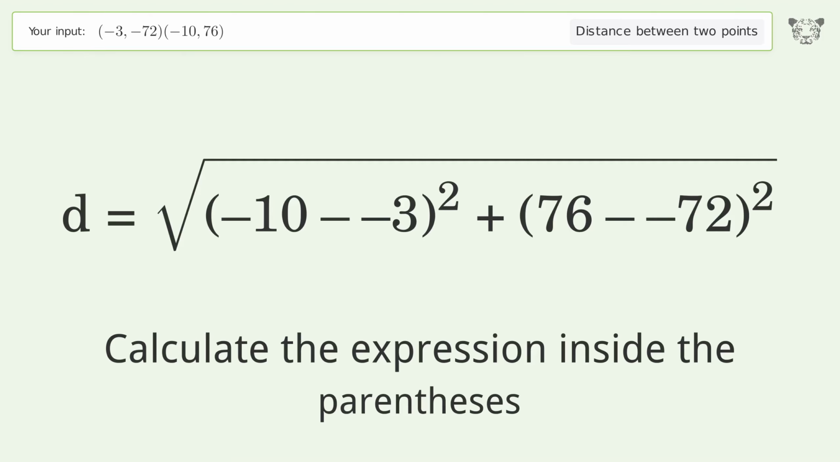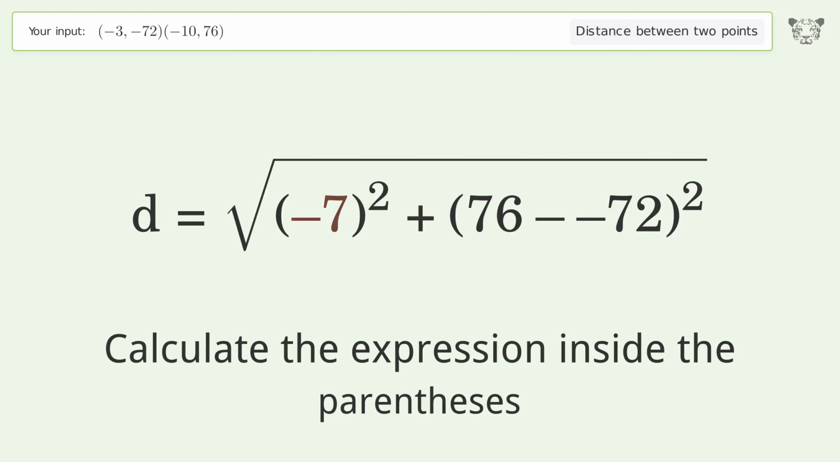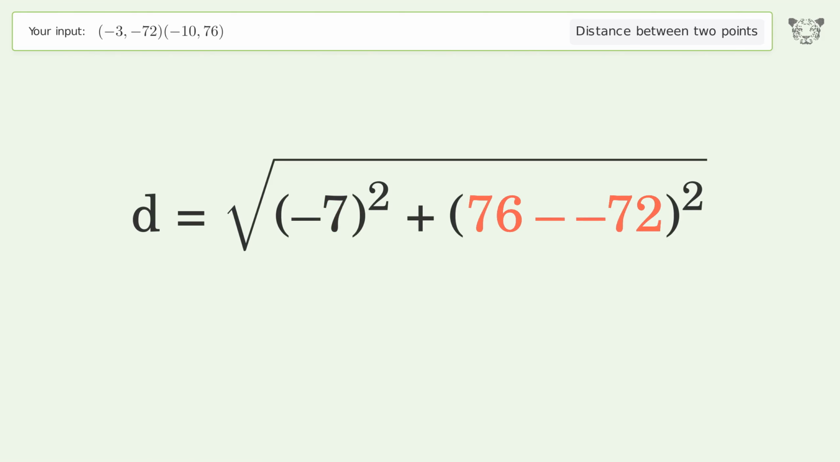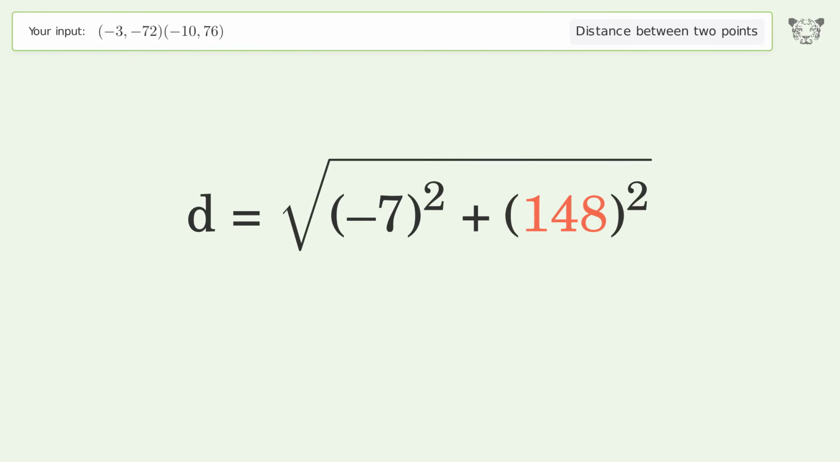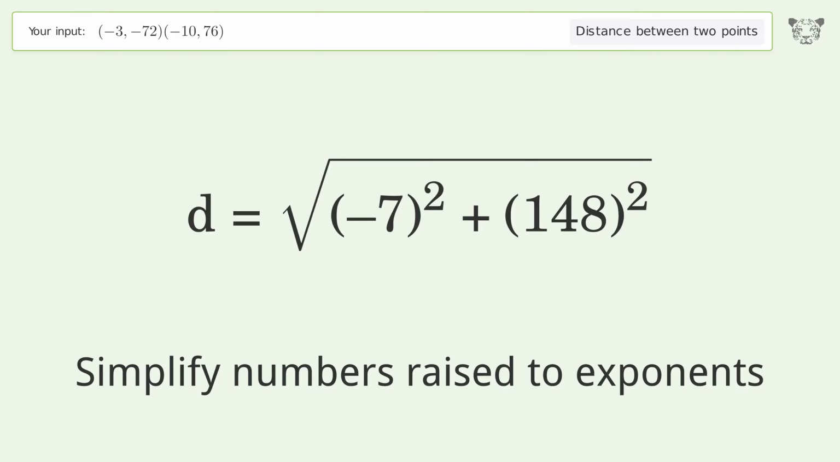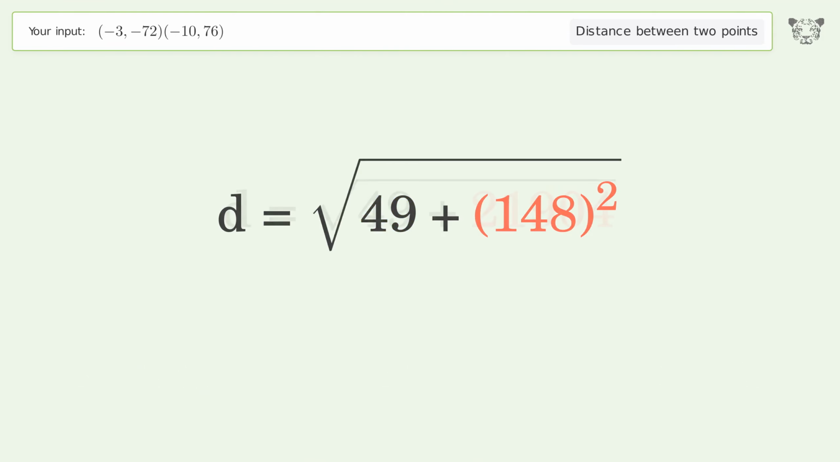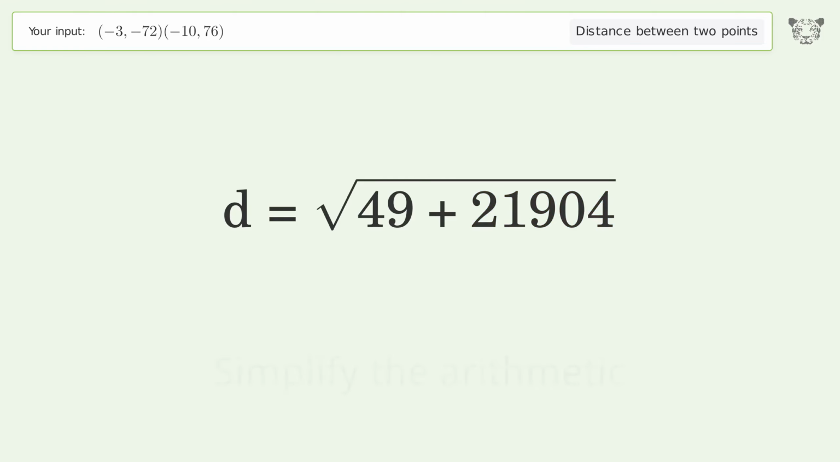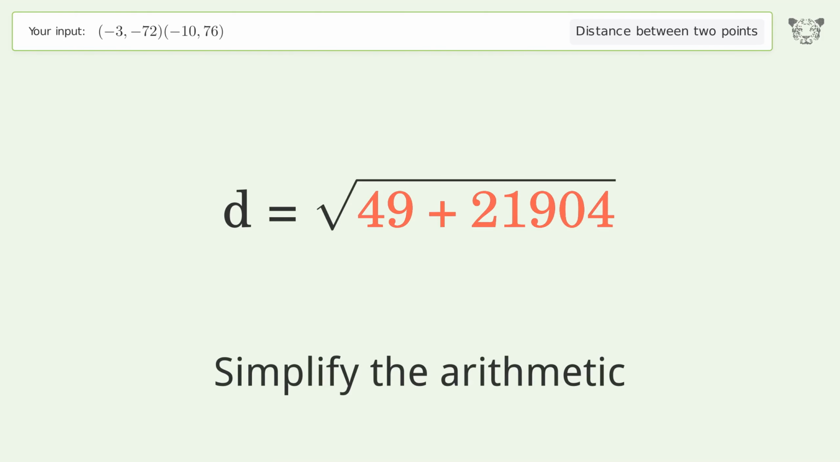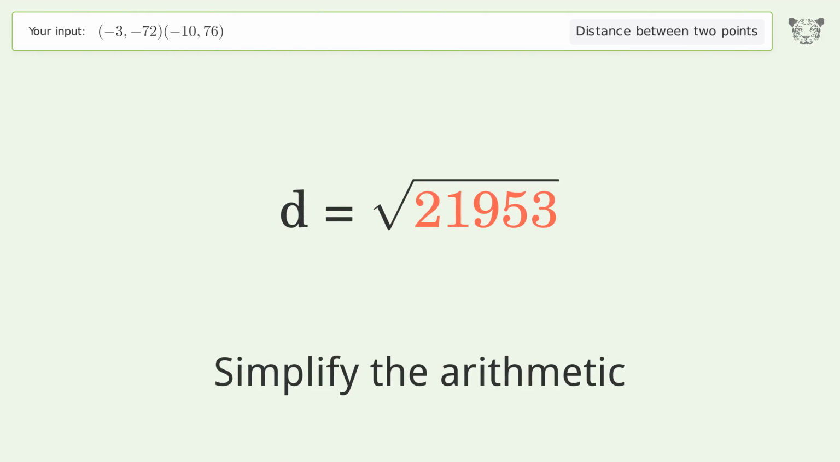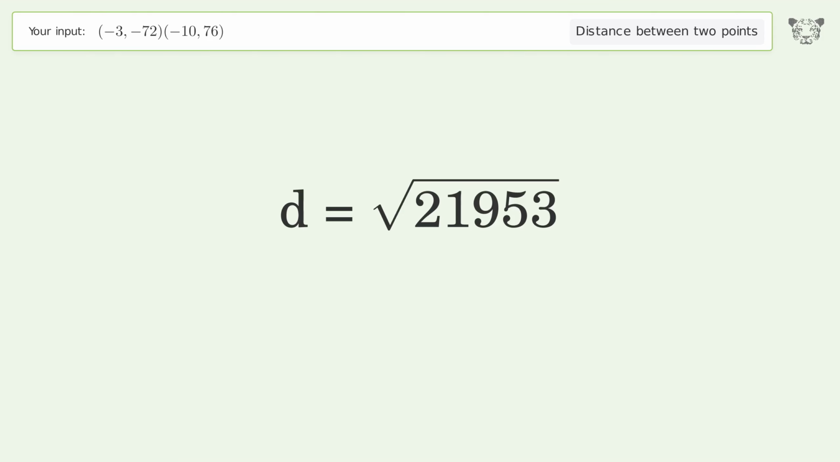Calculate the expression inside the parentheses. Simplify numbers raised to exponents. Simplify the arithmetic. And so the distance between the 2 points is the square root of 21,953 or 148.165.